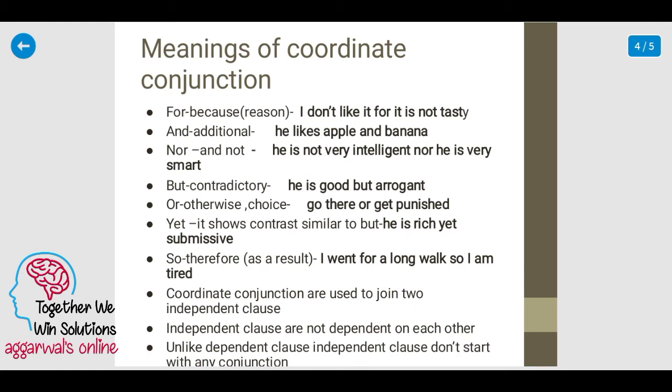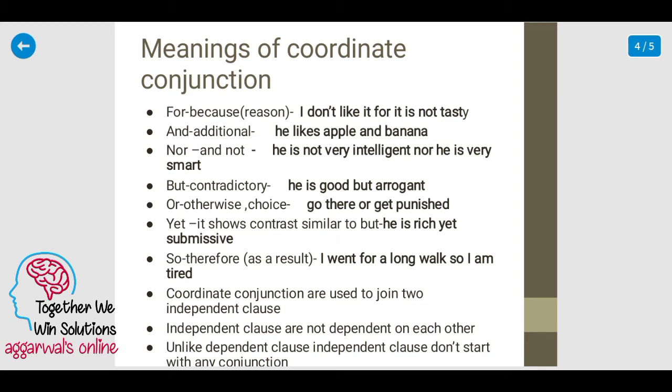Next is and. And means something additional. He likes apple and banana means apart from liking apple he also likes banana. Next is nor. Nor means and not. He is not very intelligent, nor is he very smart. So nor always introduces two independent clauses in which you say that someone is neither good in that particular work nor good in a different particular work.